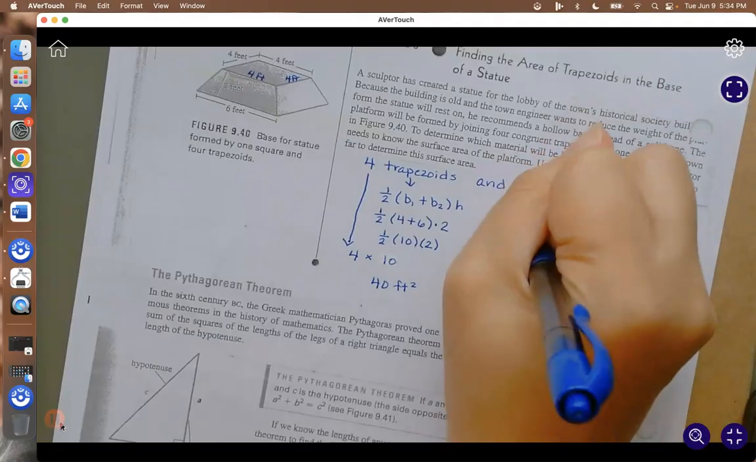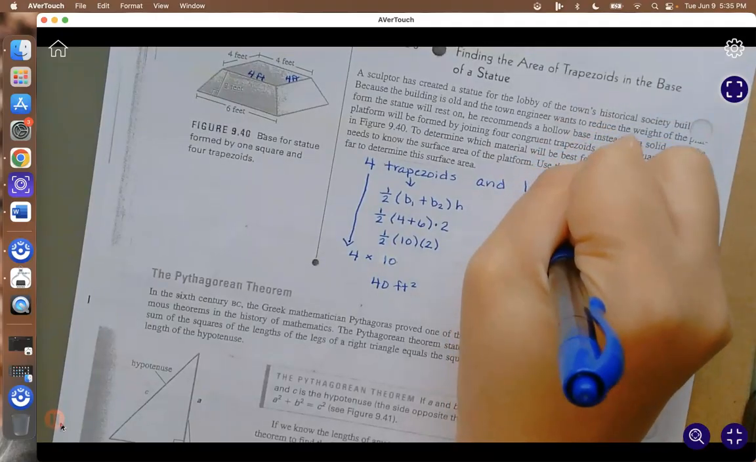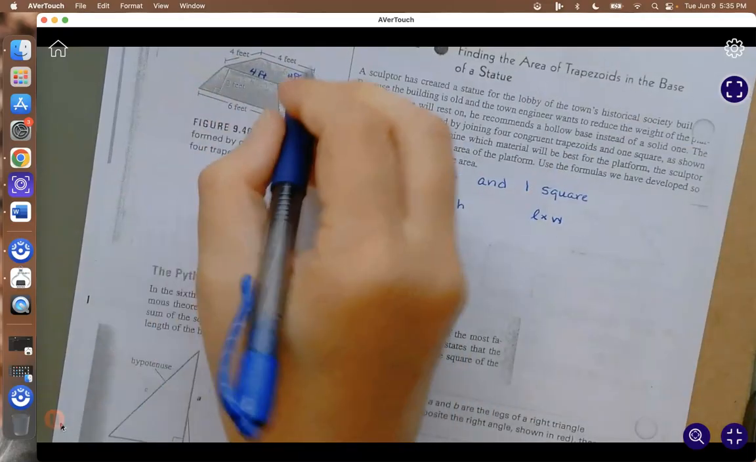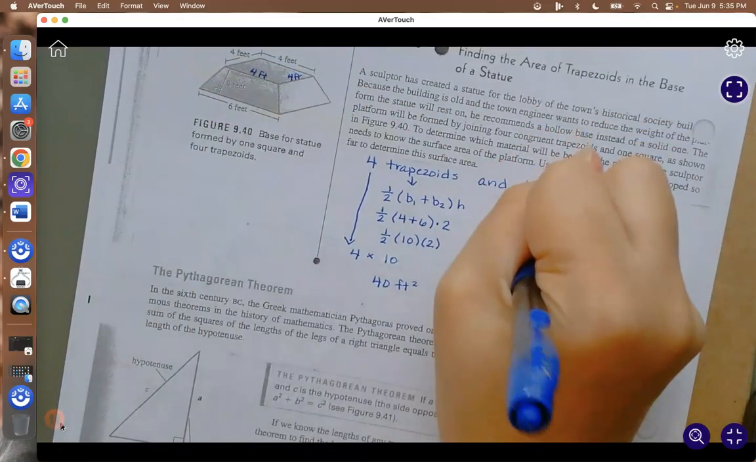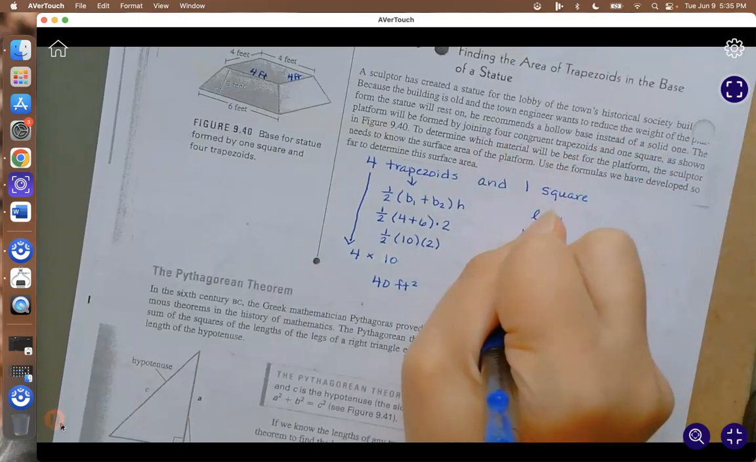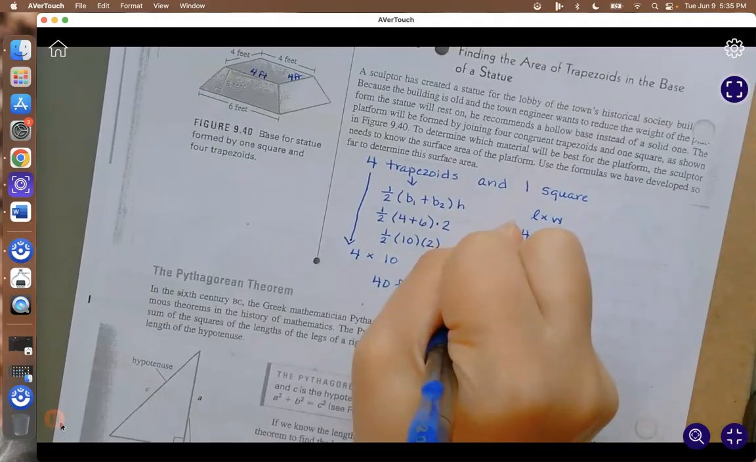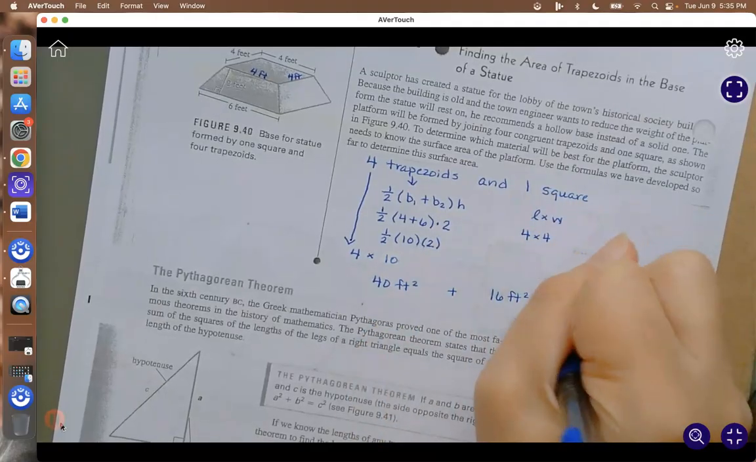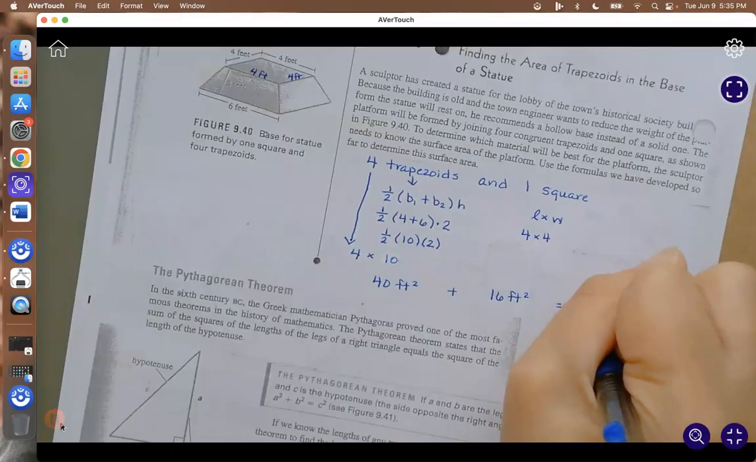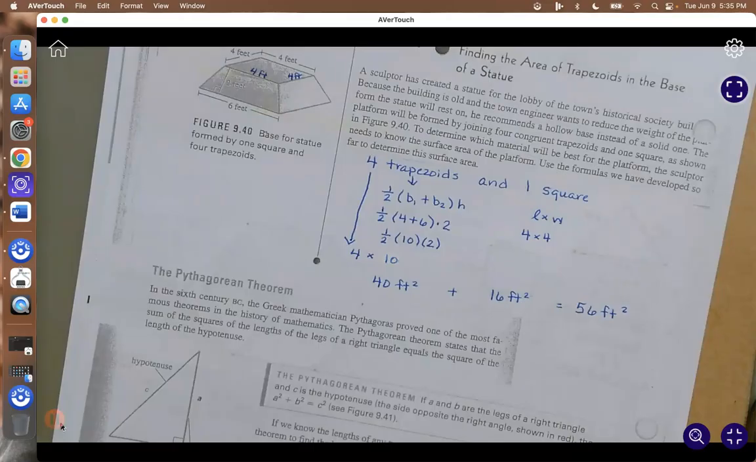Then we have 1 square. Okay, we can do length times width for the square. So the length and width of the square is 4 times 4, which is 16 square feet. Add those together, and the surface area is 56 square feet.